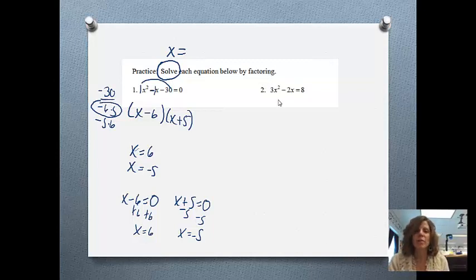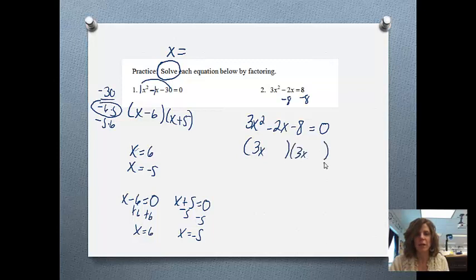We are going to solve this by factoring. The first important thing, it has to equal 0. This one does not equal 0. So to get rid of the 8, we'll subtract 8 from both sides. So my left side will now be 3x squared minus 2x minus 8 is equal to 0. All right, we are now ready to factor it. We're going to have 3x and 3x. Don't forget that we're going to have to divide by 3 before we're done.